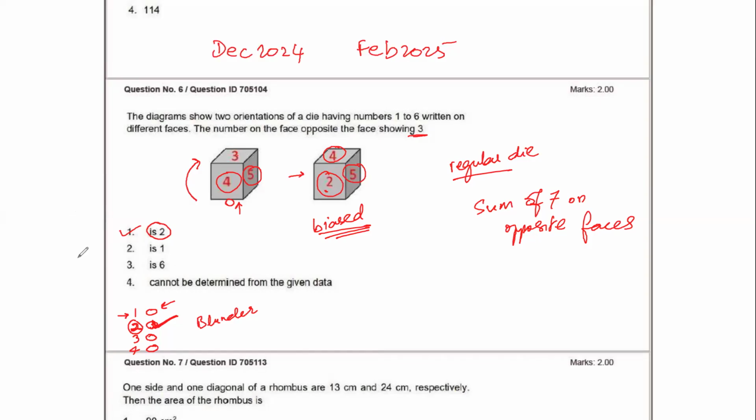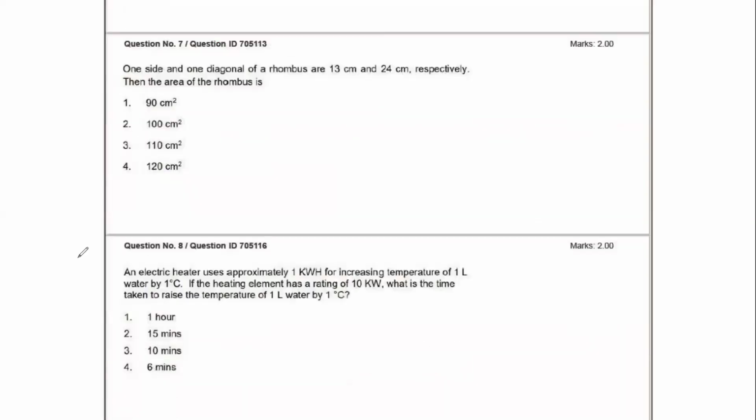Question 7. One side and one diagonal of a rhombus are 13 and 24. So draw a rhombus. So 13 and 24. I'll take this as 24.